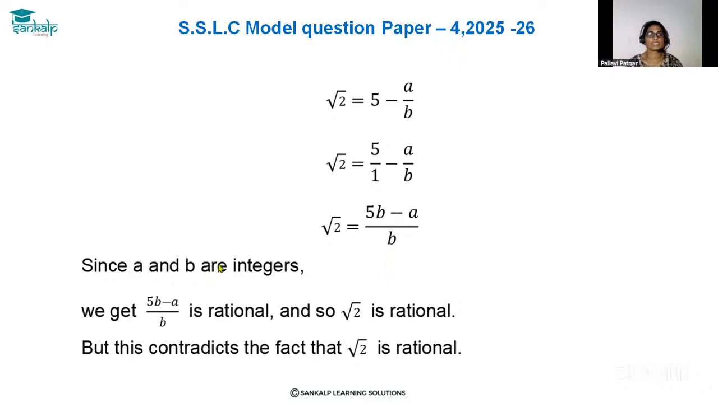Since a and b are integers, 5b minus a divided by b is rational, and equal to root 2. But this contradicts the fact that root 2 is irrational.